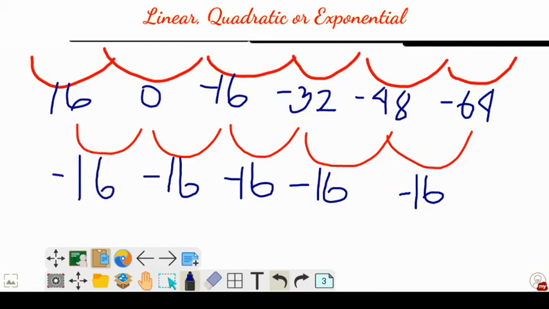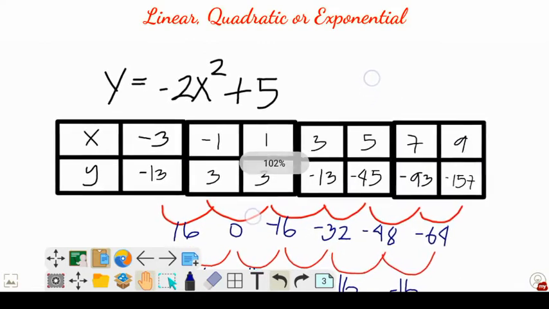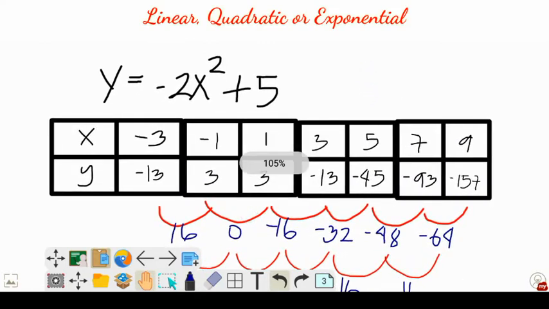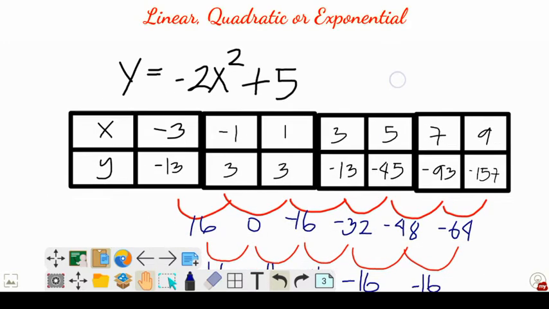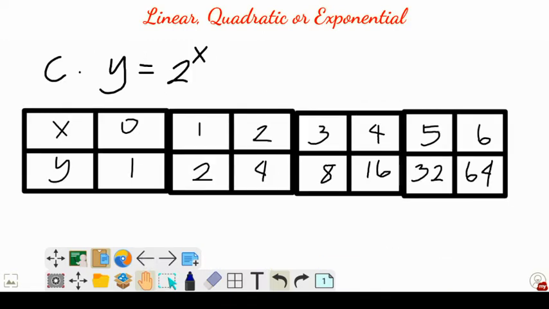And notice that a constant value of negative 16 was obtained in the second differences in y. So the relation y equals negative 2x squared plus 5 is a quadratic function. Kanina, a linear function in the first difference, and in the second difference, that is a quadratic function. So what about for this example?